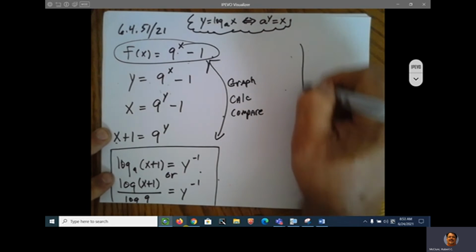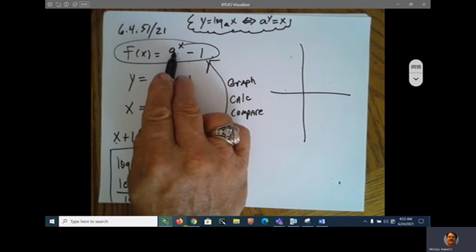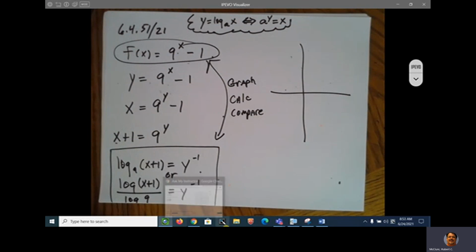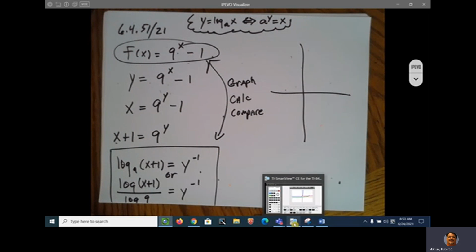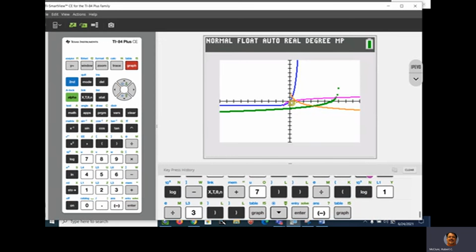Or you could just go over here and say, well, 9 to the x minus 1, that's going to be going in the opposite direction of 9 to the x. I'm sorry, it's going to be a horizontal shift of 1 down. And there it is right there. And that's, instead of crossing at 1, where they usually cross, this is a 9 to the x, a 2 to the x.